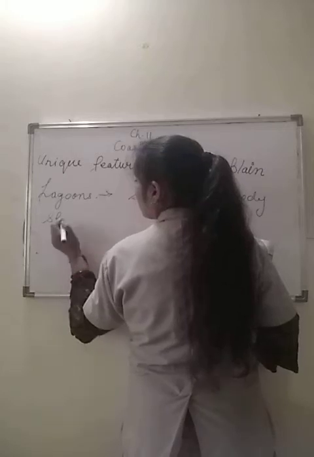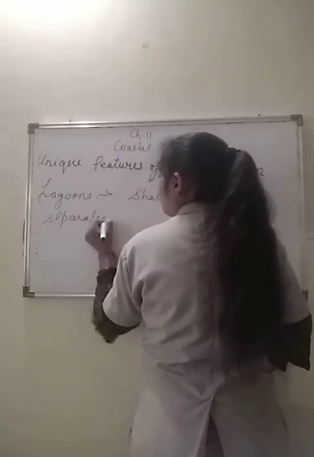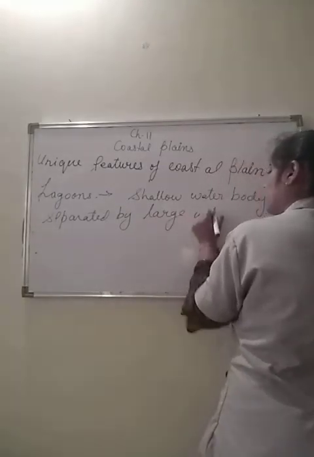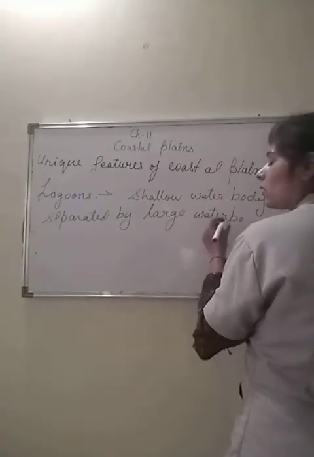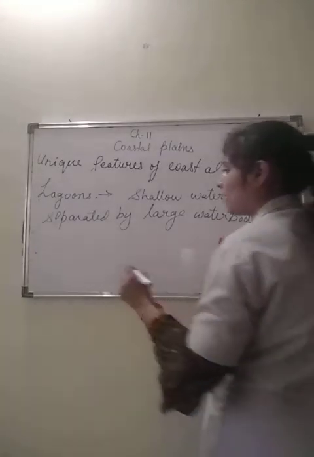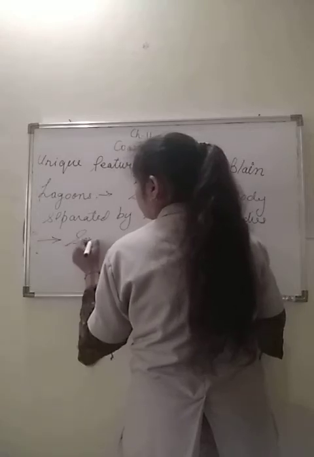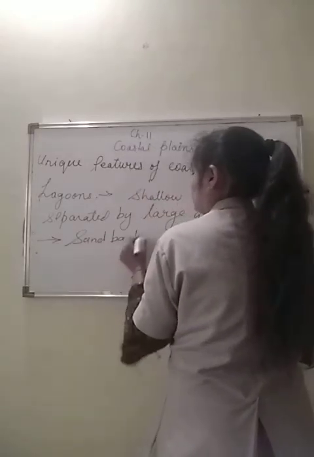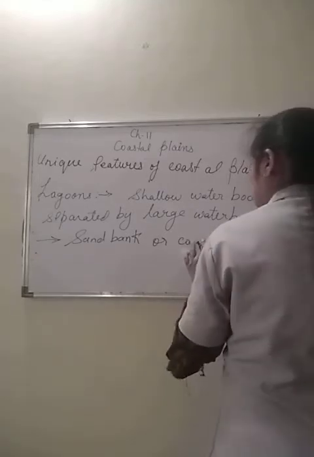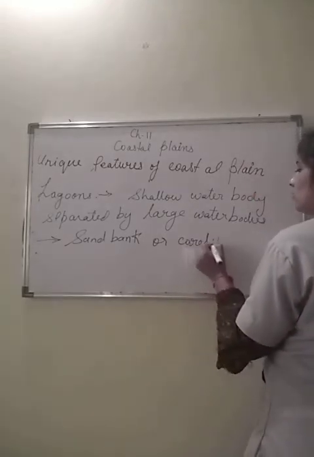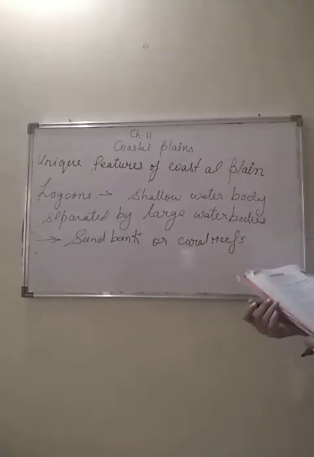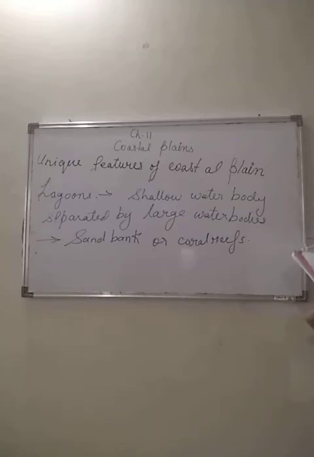Here your shallow water body is separated by a large water body. Large water bodies through what? They are separated through sandbanks or coral, it's your coral reefs. So the lagoons are the shallow water bodies which are separated by the large water body.